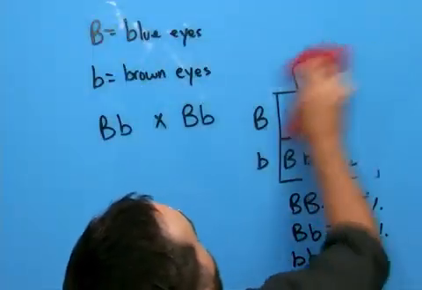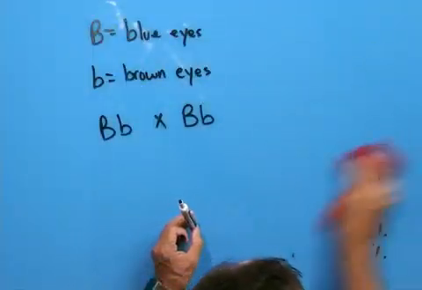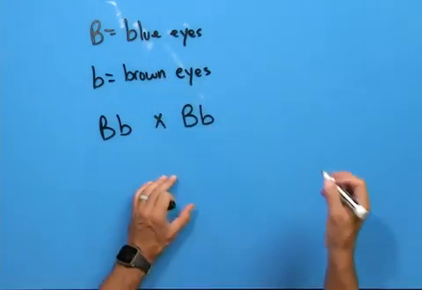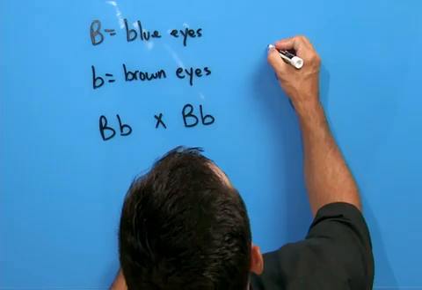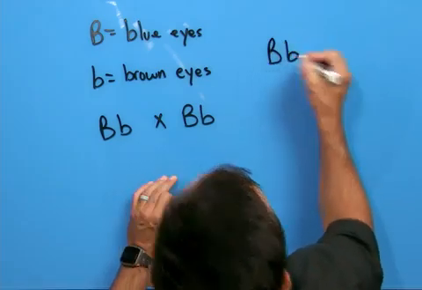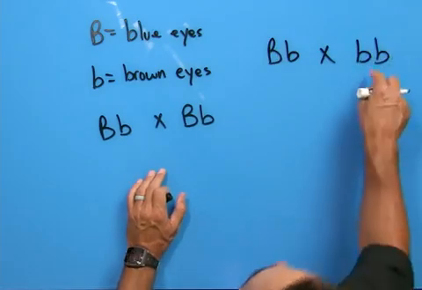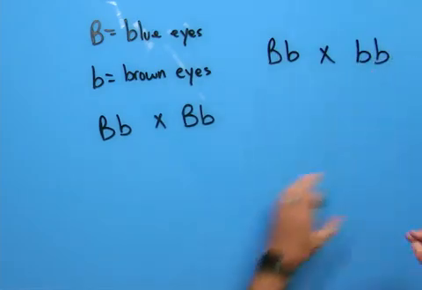So let's look at another one. Let's change our parents. We'll leave the same, okay? We'll leave blue eyes and brown eyes. And this time we're going to say that we have one parent who is heterozygous, and then we have another parent who is homozygous recessive. So they're actually going to show the recessive trait.